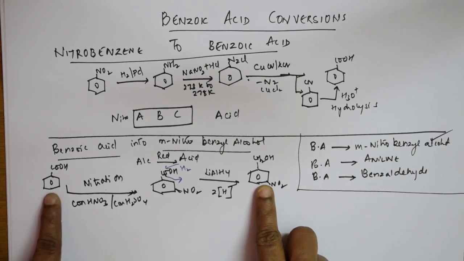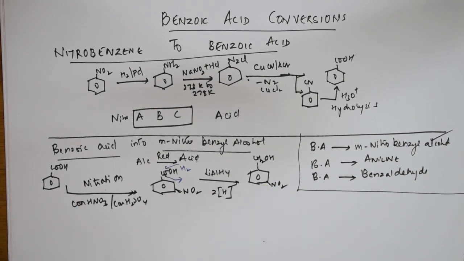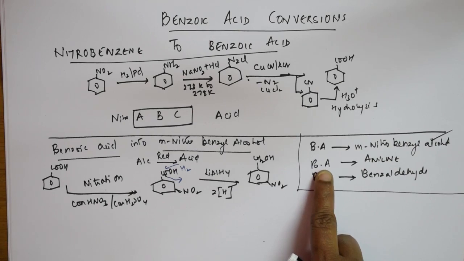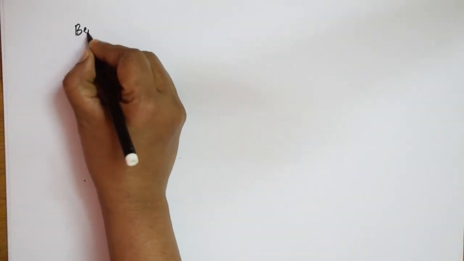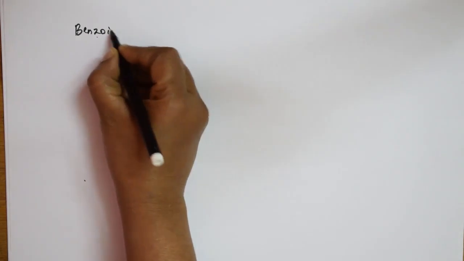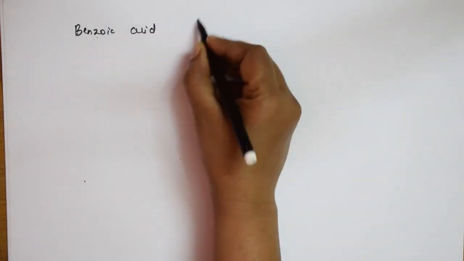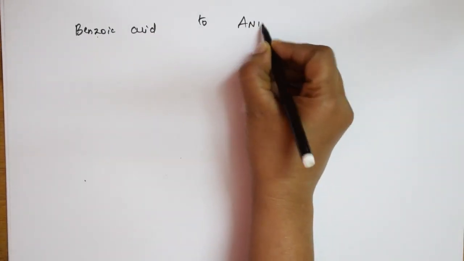See the group, what to add, and use the required reagents. Now let me see one more conversion. They asked me to convert benzoic acid to aniline. So simple. Let me use a different page for this. They've asked me to convert benzoic acid to aniline. They've asked me to do this in the exam paper.